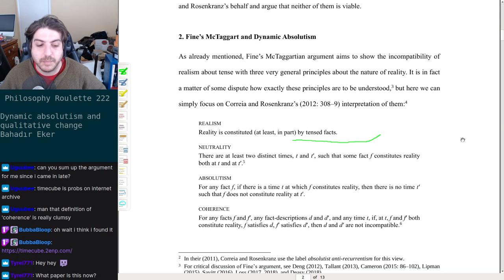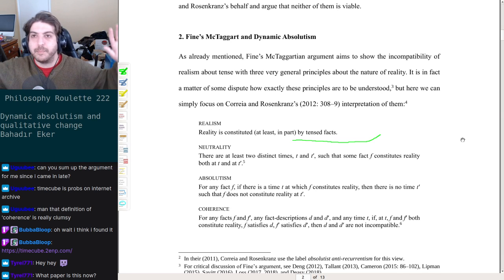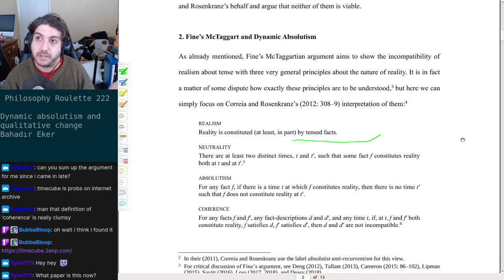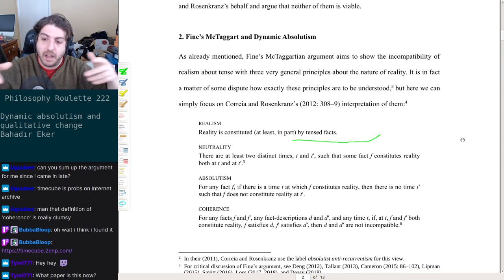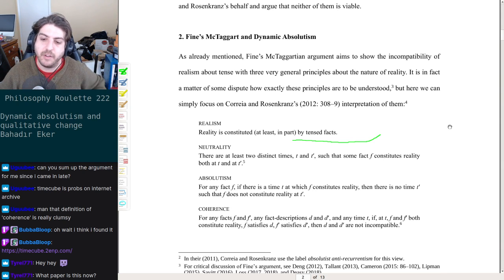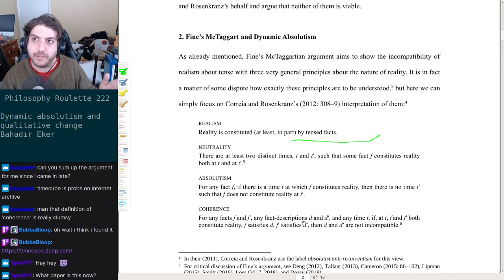It's called Dynamic Absolutism and Qualitative Change. Now, in philosophy, there are A theories of time. Basically, I think the A theory just says time is absolute, and if a fact holds for all time, because if it's snowing right now, which it is right here, that's always the case. It's always snowing right now, right here, because that's a fact, and the fact holds across all time and space. You can describe that a few different ways. Reality is constituted by facts. There are at least two different times, and then you can have a fact that holds at different times. Then any fact that holds is always a fact. Facts always hold, and all facts have to be coherent for all times.